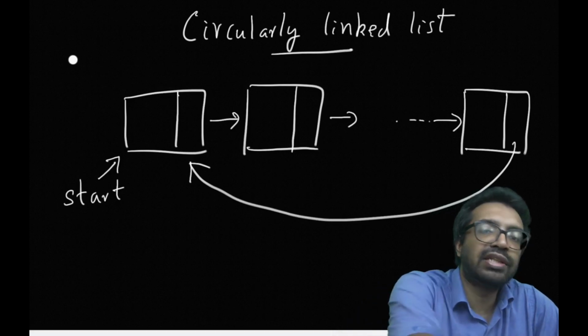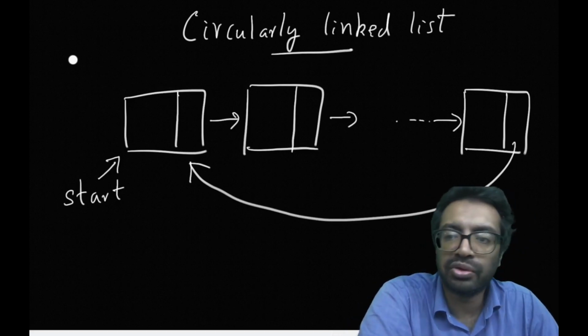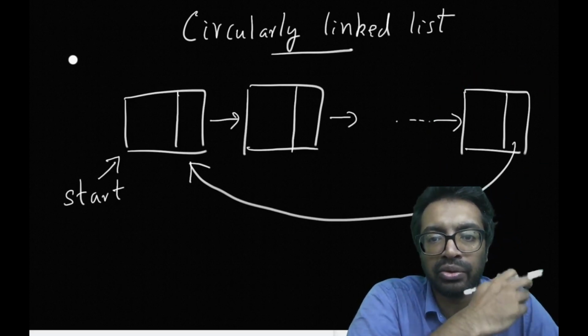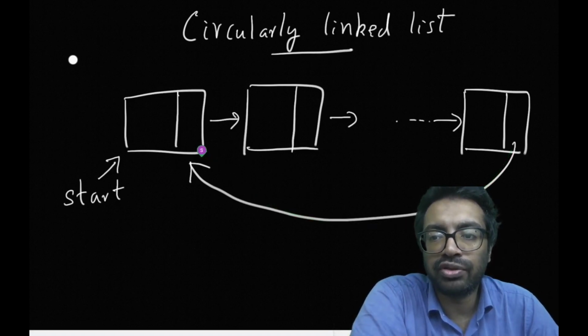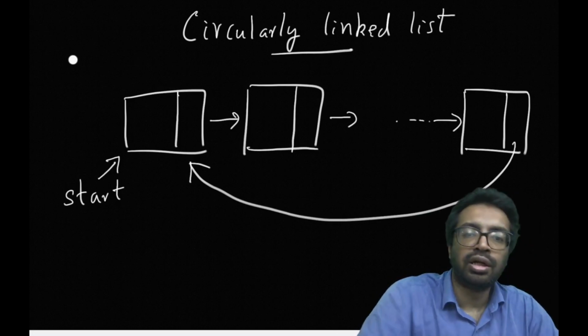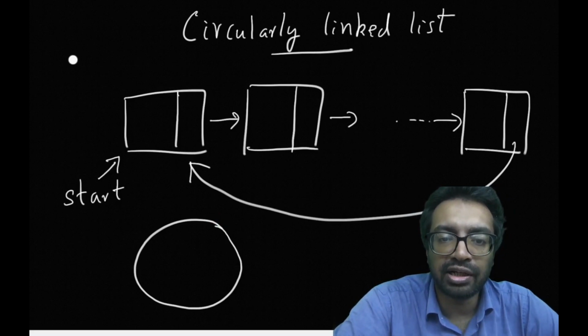But the only difference from a singly linked list is the following. Once you reach the last node on the list, it's going to point back to the first node. Therefore this linked list is in a circle. That's why it's called a circularly linked list.